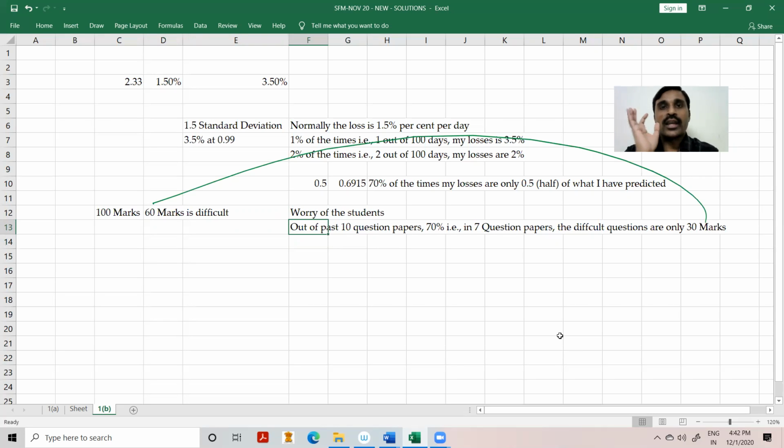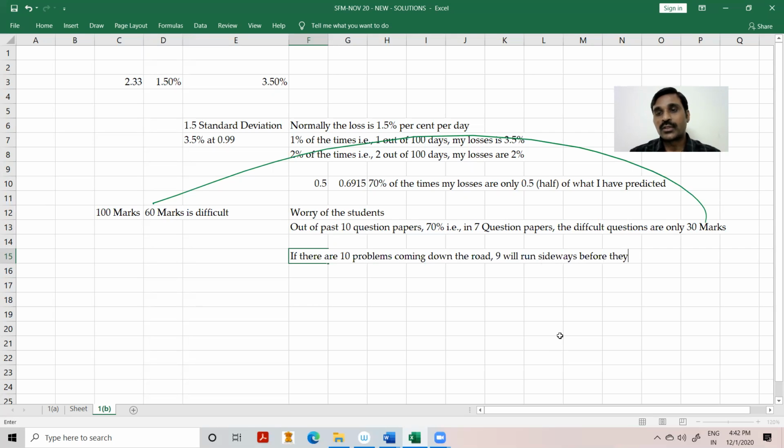This is what statistics is. Most of the times our difficulties may not actualize. When I was in CA final in 2011, I read one quotation which says that if there are 10 problems coming down the road, 9 will run sideways before they reach you. Unnecessarily we are worrying. I'm just giving an example.